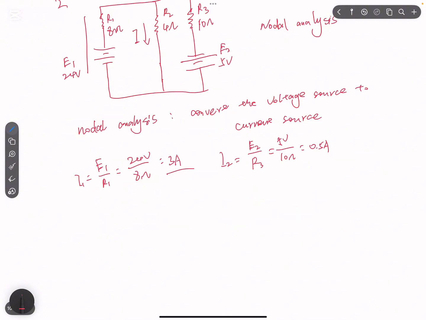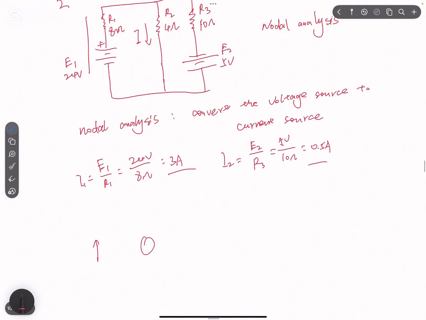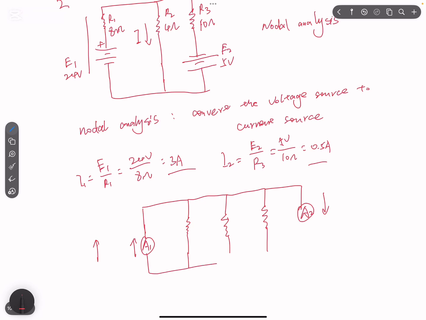Now we have 2 current sources. For I1, it goes up, the same direction as for the positive side of the power source. So we have I1, this is A1. We have resistor R1 now, a second one R2, and a third one R3. And we have another current source, A2, that goes down. This one goes up. So this will be R1, this will be R2, this will be R3. This is the ground.